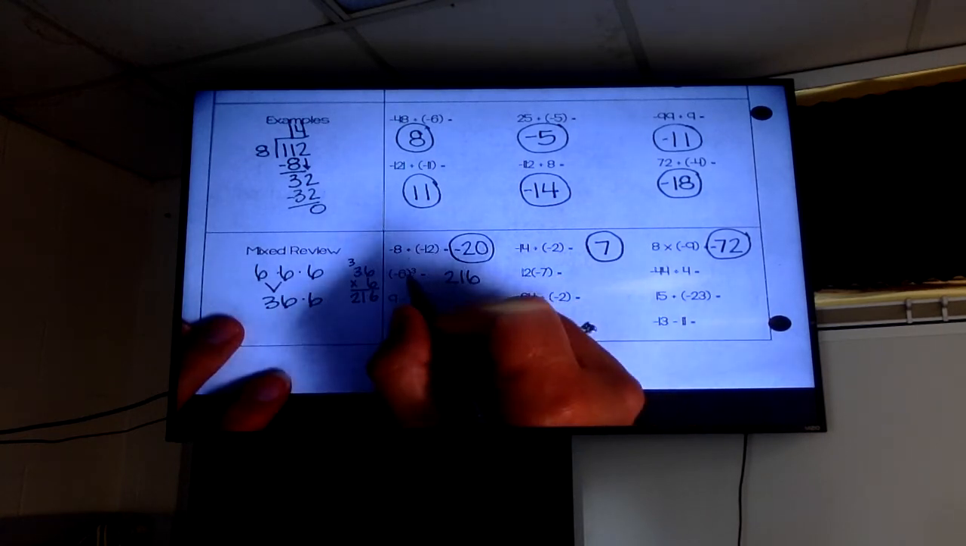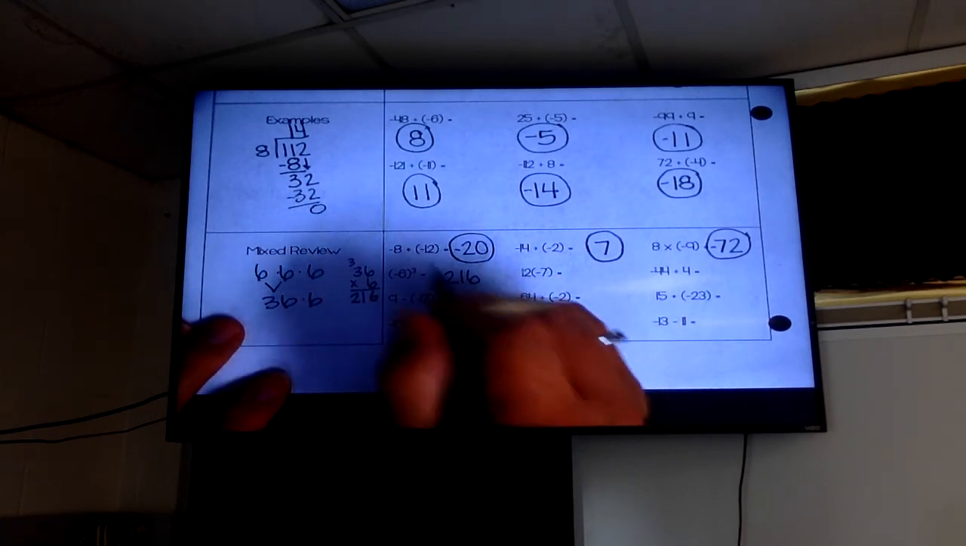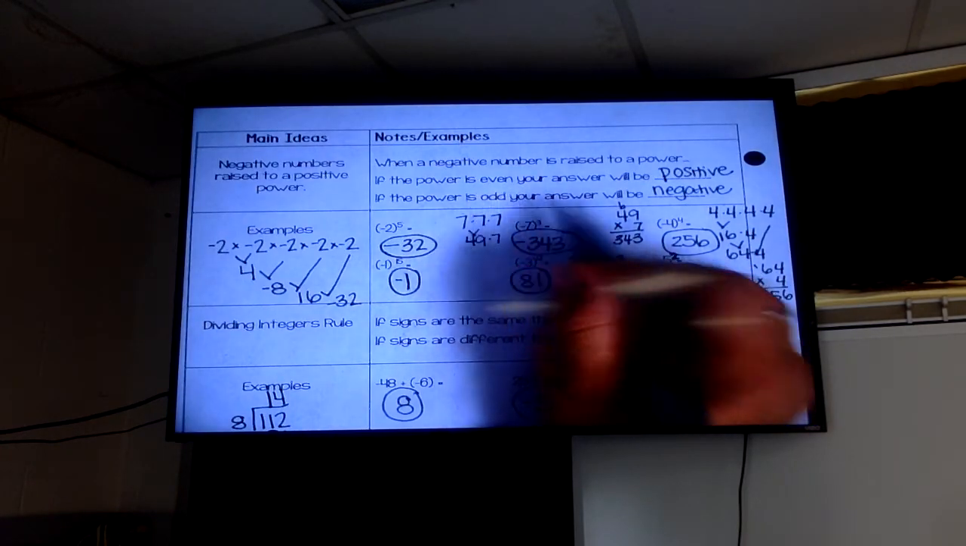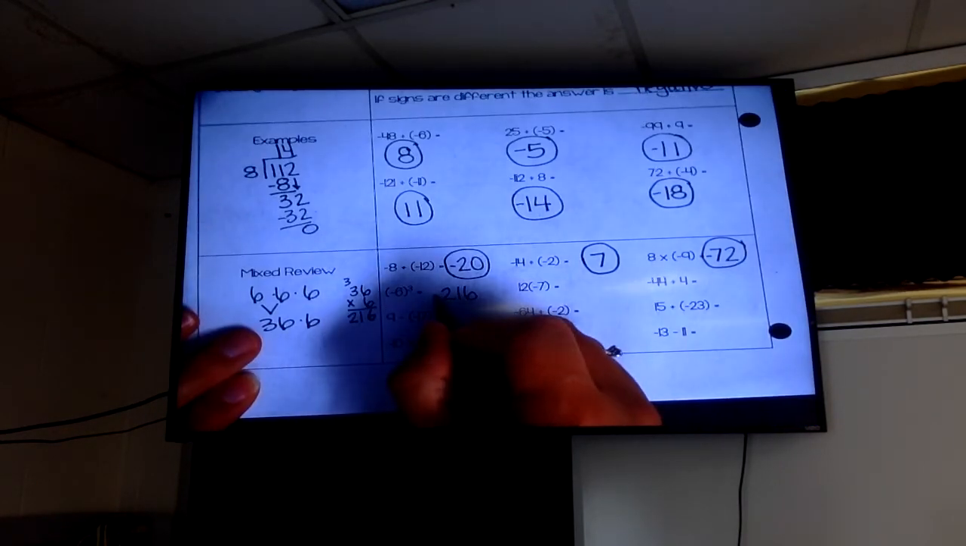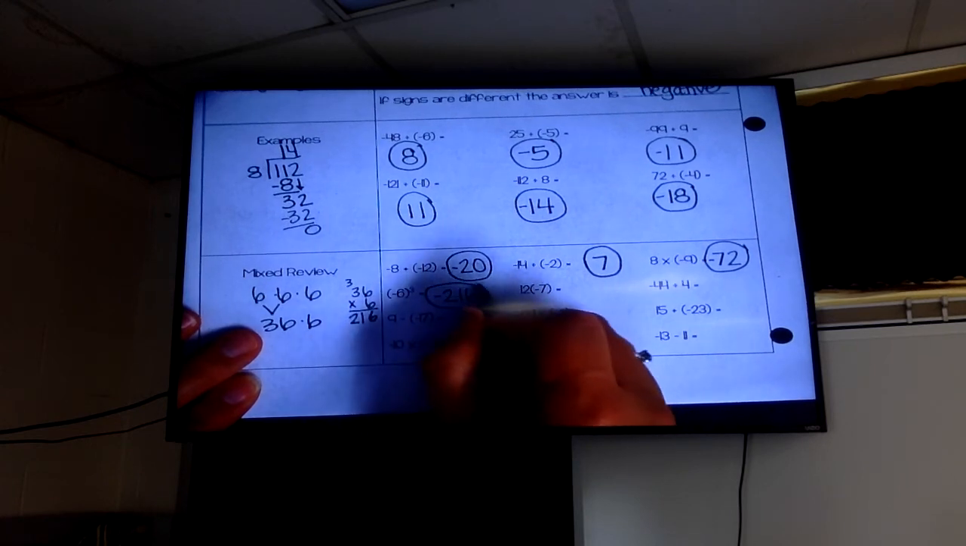And now I got to decide on a sign. I have an odd exponent. My exponents are odd. Remember up here, my answer will be negative. So I should have negative 216.